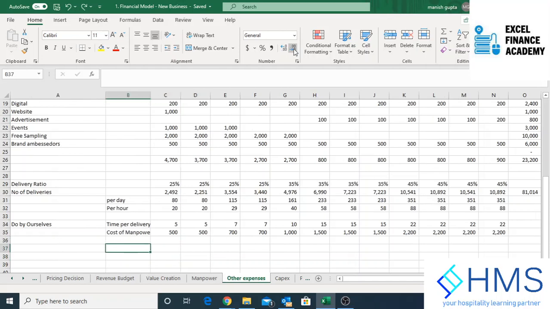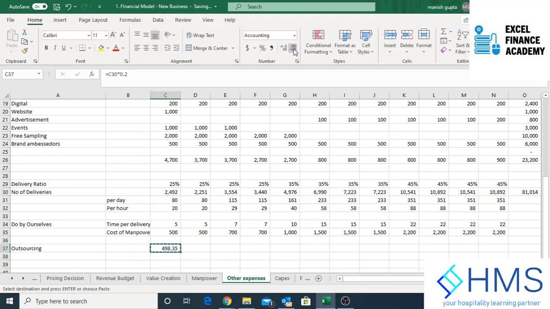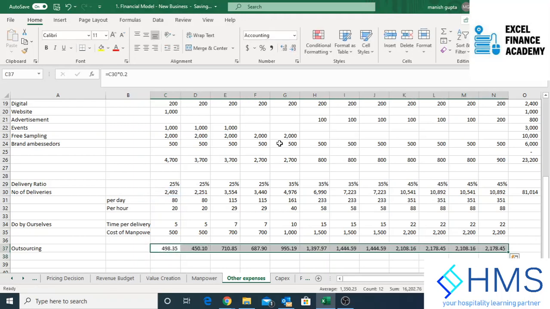Now what if I contract out the delivery and say, actually I don't want to hire, I want to pay, let's say, $0.2 per delivery. So the cost of outsourcing, you want to compare. If these are the per hour deliveries, and you are going to spend $0.2, so that's your spend on a monthly basis.